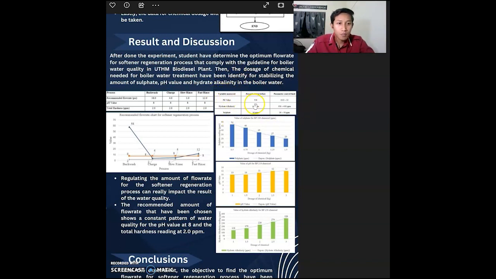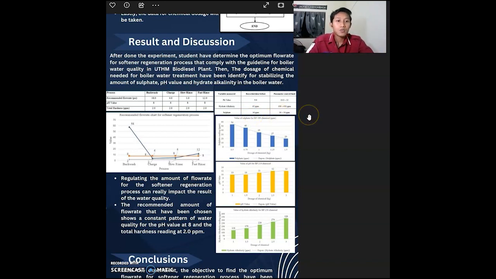For the boiler water sample, it contains a pH value of 9.0, which doesn't comply with the fundamental control limit, and then hydrate alkalinity at 65 ppm, which also doesn't comply with the fundamental control limit, and the same goes for the sulphate, which is at 16 ppm. It doesn't comply with the water quality limit that has been set by the UTHM Biodiesel Plant.